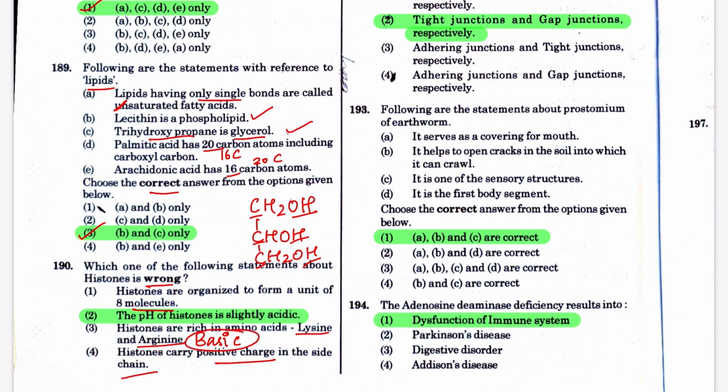But look at the second option, the pH of the histone will be slightly acidic. Okay, so if it's a basic amino acid, obviously it should have an alkaline pH and not acidic, right? So option 3 is wrong.